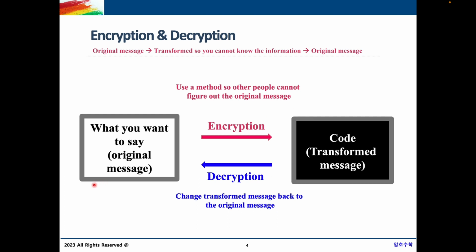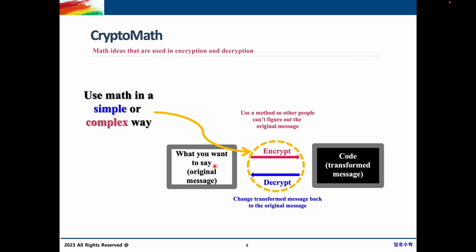The process of transforming the original message into the code is called encryption. Decryption, on the other hand, is a process of changing the transformed message or code back to the original message. So where does mathematics figure in? Well, we can use mathematics in a simple or complex manner in the process of encrypting and decrypting.